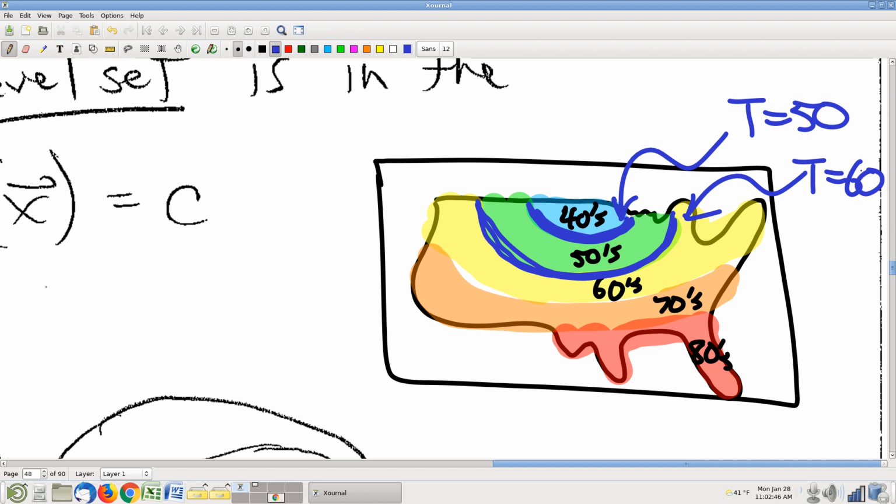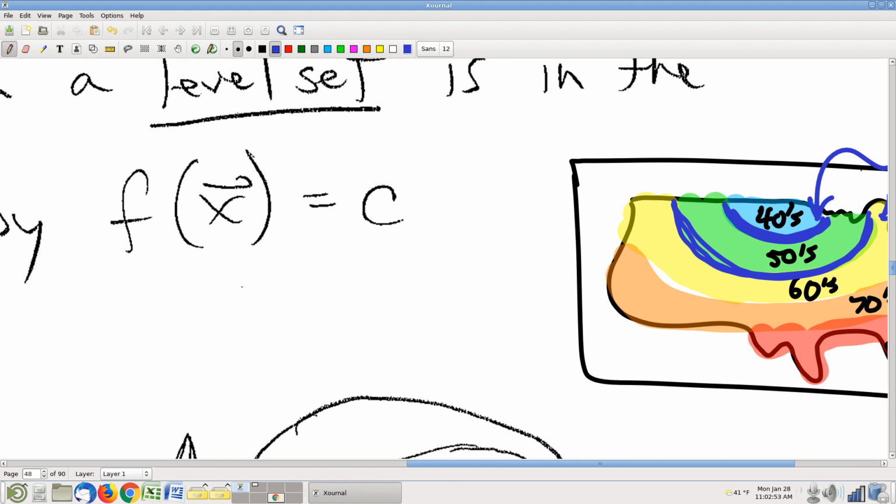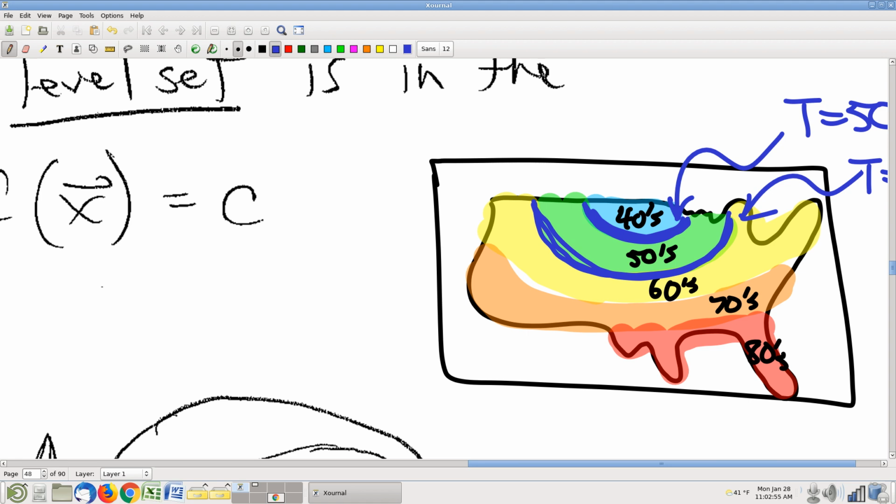So for the level set, do we never include the output axis then? That is correct, because there's no output variable in the equation. If you look at the equation, it's just f of input comma input equals constant. There is no output variable, therefore there's no axis to include. Yeah, absolutely.